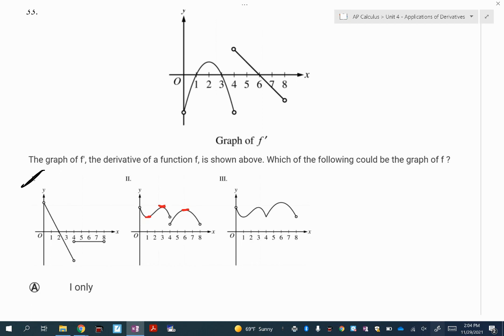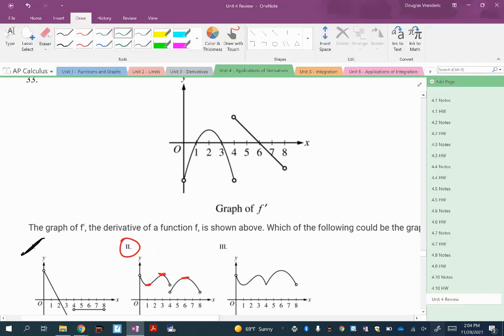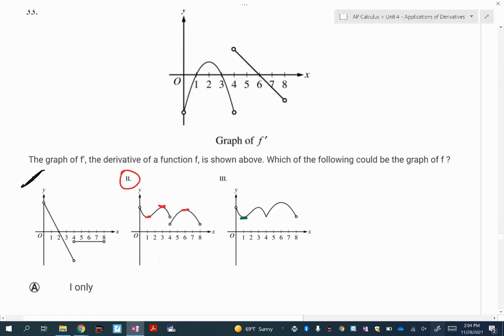All right, and then we have this right here is not continuous at 4, so that makes sense. This could work. Let's look at 3. Again, we've got 3 places where it's 0.